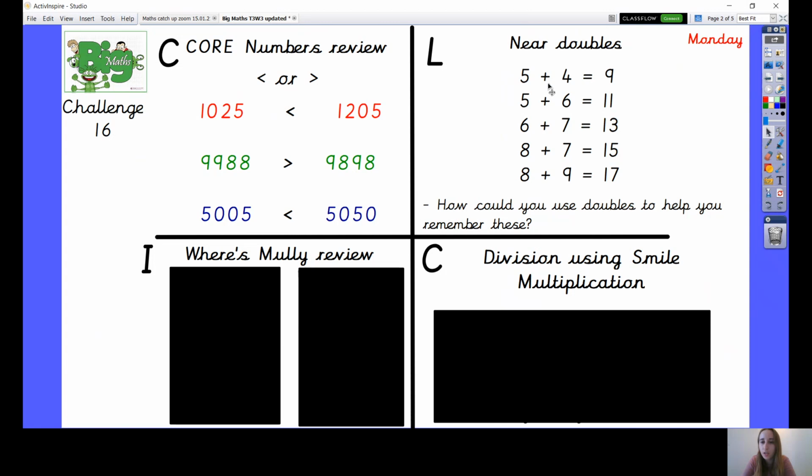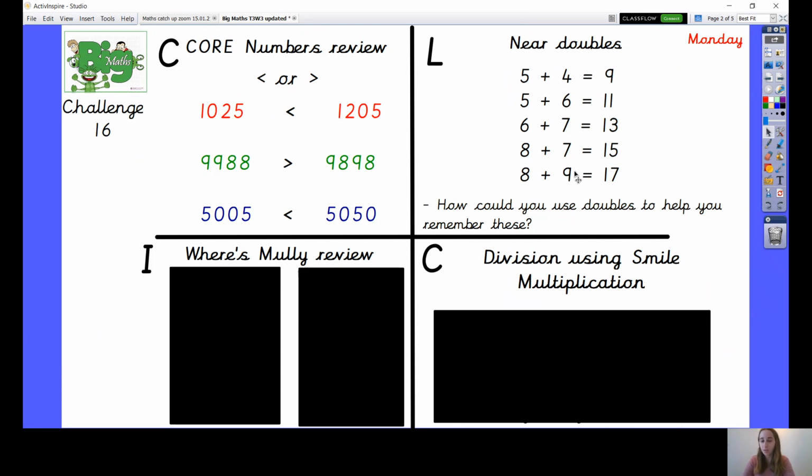So for example, if I look at 5 add 4 equals 9, it's very close to 5 add 5, which is a double fact. I know that 5 add 5 or double 5 is 10. So to adjust that for 5 add 4, I just take off 1 and that gives me 9. Similarly with 5 add 6, I can think of 5 add 5 and then add on 1 more to make it 5 add 6, which gives me 11.